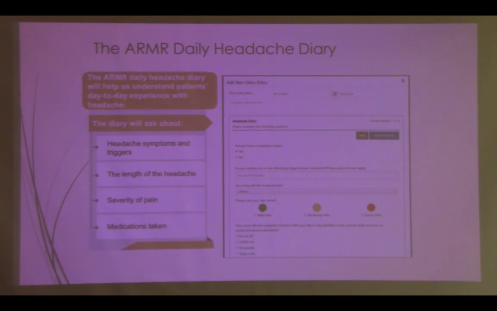It's going to ask you 4 things: headache symptoms and triggers, duration of the headache, severity of the headache, and any treatments or medications taken. And here's sort of the computer interface that patients will see if they log into the daily headache diary.